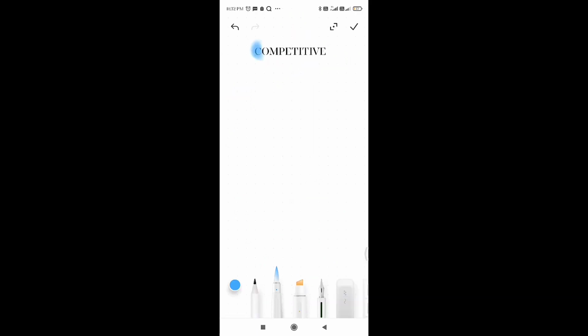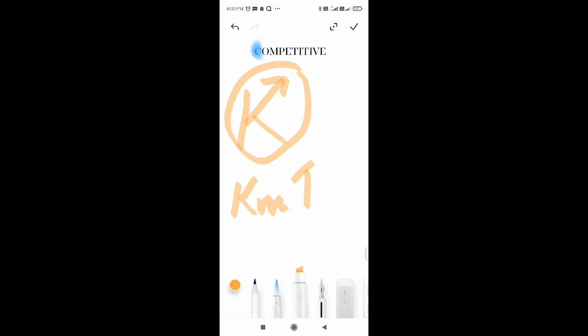Coming to competitive inhibition, the first letter is C. We can write it like K. K and C sound the same. So K with the arrow pointing up. This is to imply that Km will go up and Vmax will stay constant in competitive inhibition.